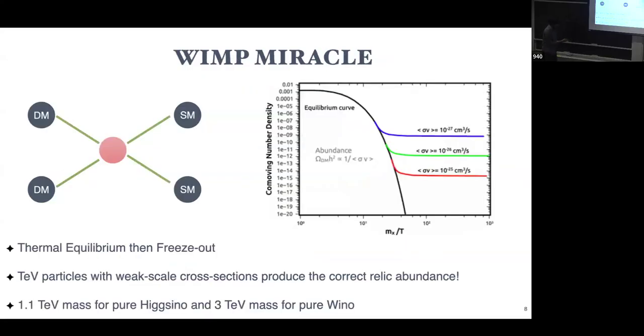And furthermore, at the weak scale, there's also something else going on that works very well, which is the WIMP miracle. So there's thermal equilibrium and then freeze out. And TeV particles, weak scale cross sections naturally produce the correct relic abundance. And if you take the supersymmetric partners of the standard model, the 1.1 TeV Higgsino and the 3 TeV Wino are natural candidates in that sense.